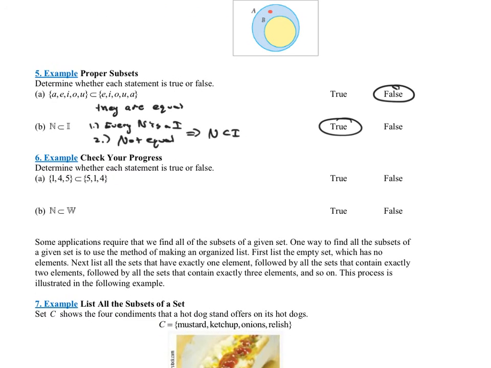Okay, let's look at 6a. Again, we're doing true and false here. It says the set 1, 4, 5 is a proper subset of the set 5, 1, 4. Hopefully you quickly knew this was false because these two sets are equal. Let's think about the next one.